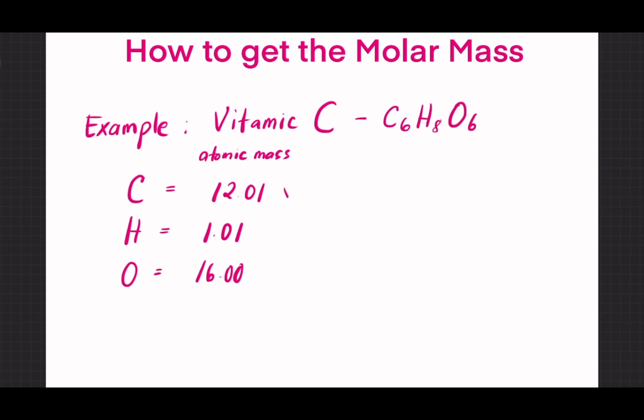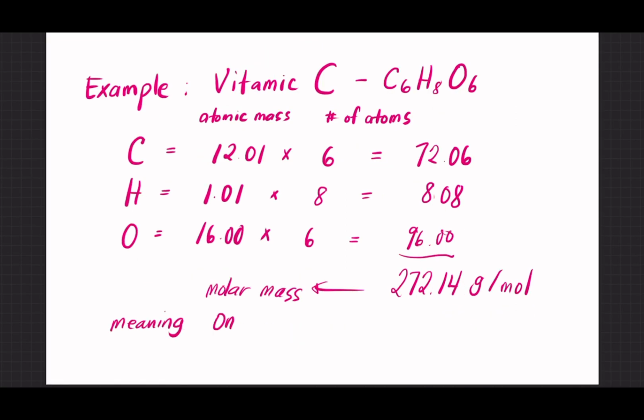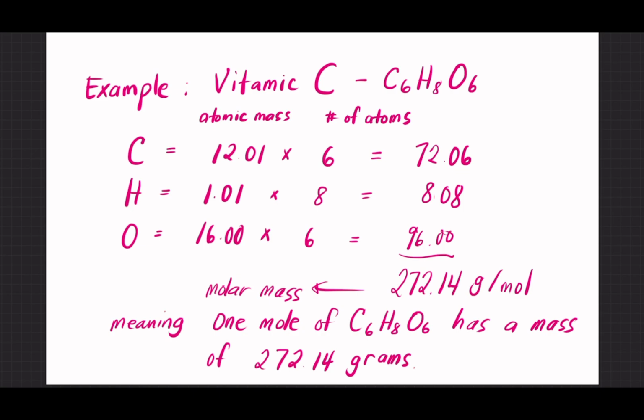Sunod, identify the number of atoms. Pila ka buok atoms for carbon? You have 6. For hydrogen, 8. Oxygen, it's 6. And then you multiply the atomic mass with the number of atoms. Then add everything and you will get the molar mass of vitamin C, which is 272.14 grams per mole. Now, ang molar mass nagpasabot, ang usa ka mole sa vitamin C dunay mass nga 272.14 grams.